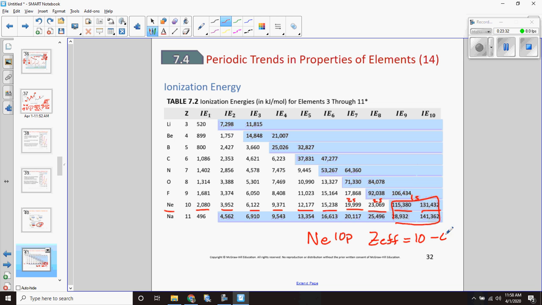So the effective nuclear charge on these 2 electrons is going to be plus 10. Positive charge of 10 minus 0. They both have a plus 10 effective nuclear charge. So they're being held on extremely tightly to the nucleus, and it requires enormous energies to remove them.